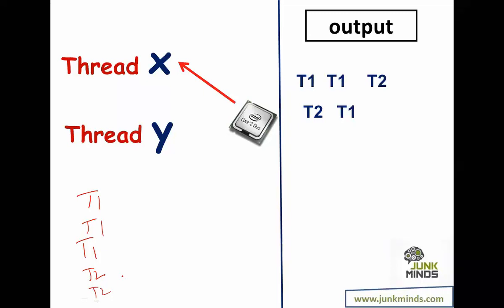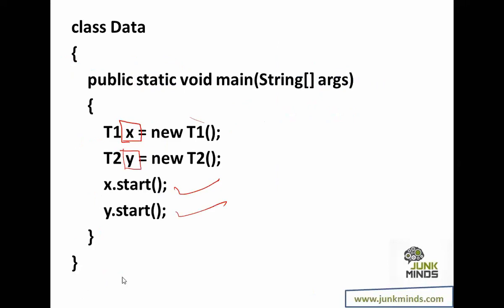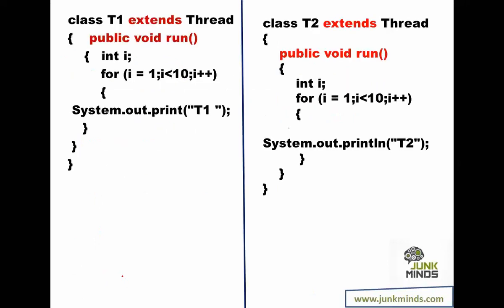Now, why is this happening? I told you that I'm expecting some combinations, some T1, some T2, some T1, some T2, but that's actually not happening out here. Now, please understand this. Over here, when I've created an object of class T1, it is supposed to execute this loop and print T1 10 times. And when I've created an object, say Y, of this class T2, it is supposed to execute this loop and print T2 10 times.